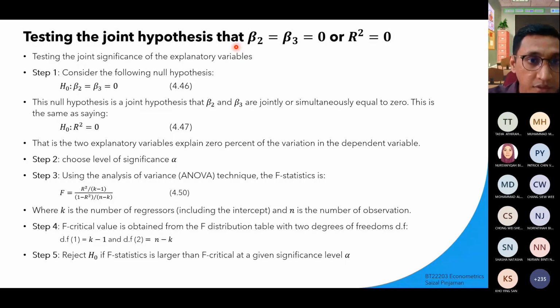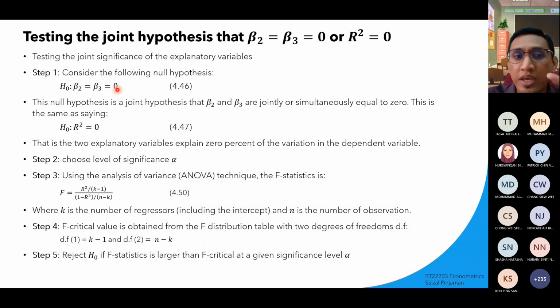Okay, so step number one is to form the hypothesis statement. Here we have the null hypothesis stating that beta 2 is equal to beta 3 is equal to 0. It means that both of these independent variables are not jointly significant in explaining the dependent variable. That is why their coefficient value is equal to 0, because they don't have any impact or relationship with the dependent variable.